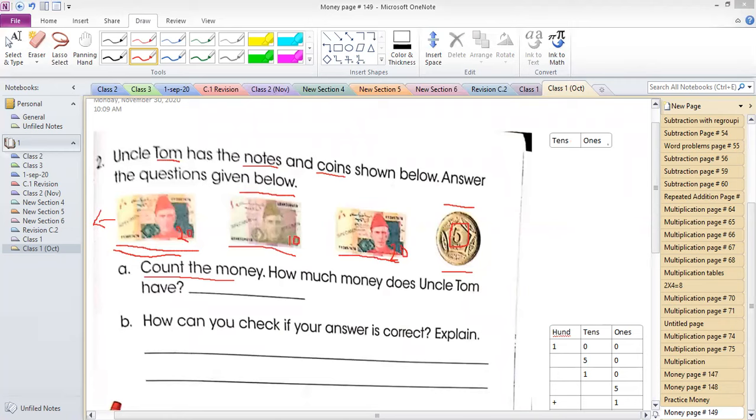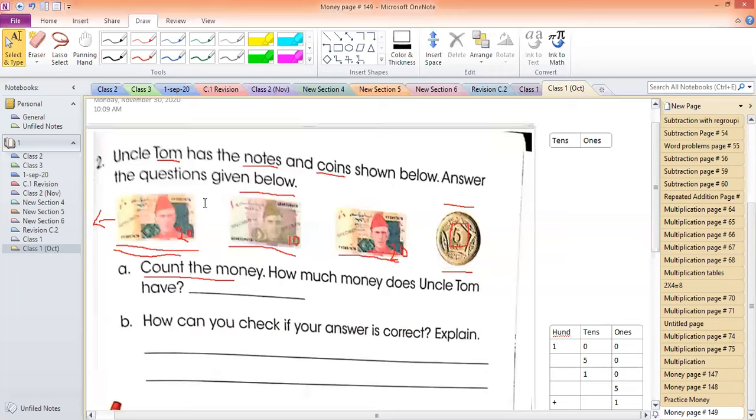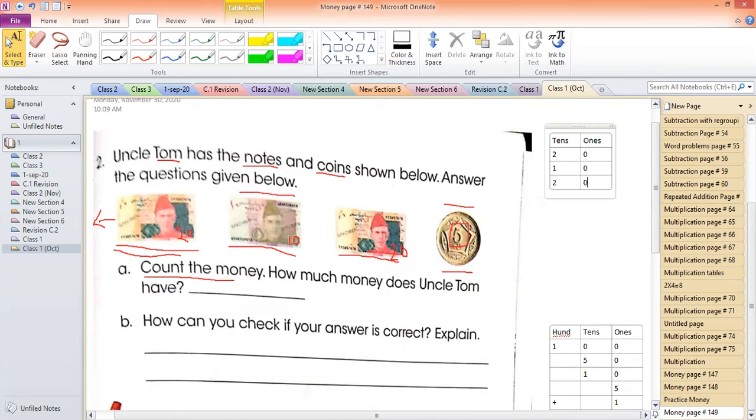This is the currency note of 20. Okay, so I will write here tens and ones. Then 20 has 2 tens and 0 ones. This is a currency note of 10. 10 has 1 ten and 0 ones, plus. Again we have a currency note of 20. That means 2 tens, 0 ones. And there we have a coin which has the value of 5. That means only 5 ones.